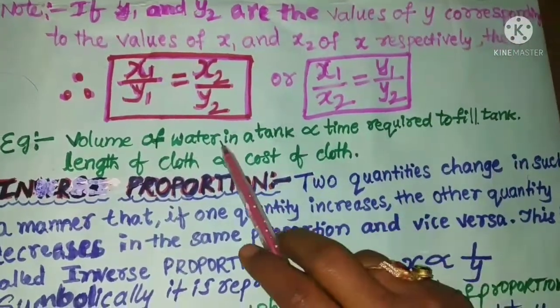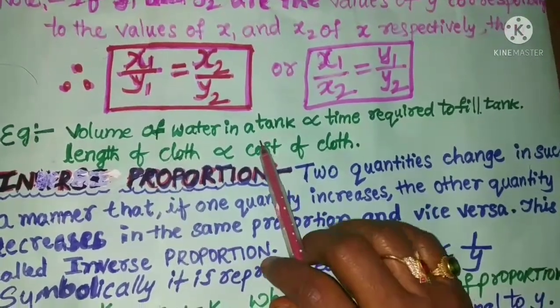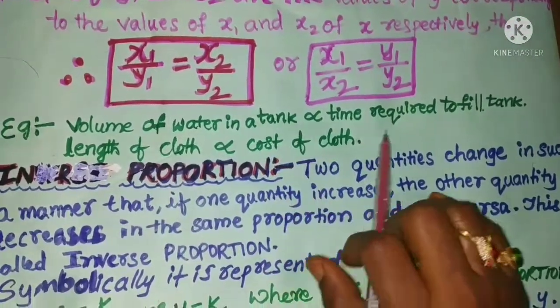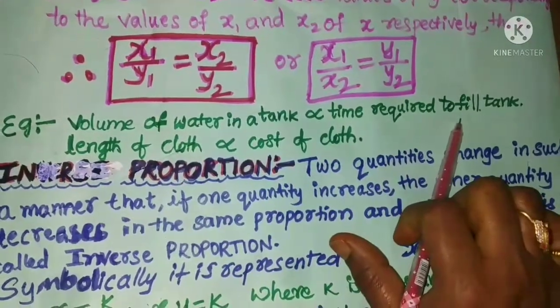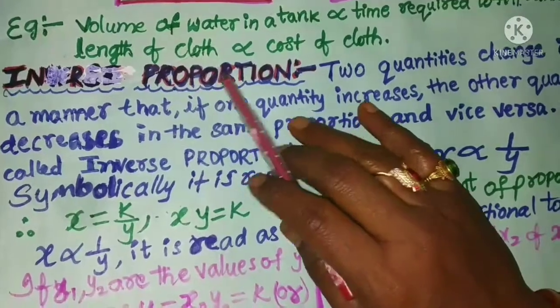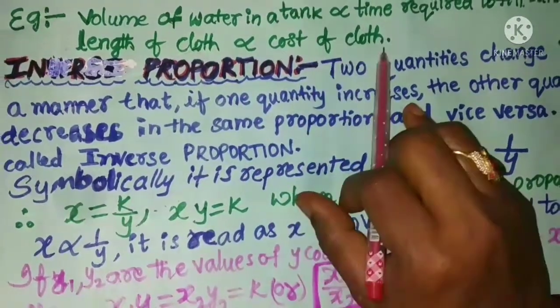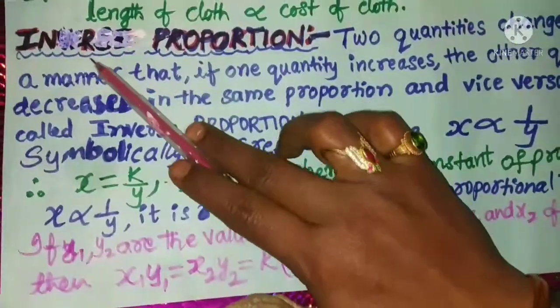Example: the volume of water in a tank is directly proportional to the time required to fill the tank, because when the volume of water to be filled increases, the time taken also will increase. If we buy more length of cloth, then the cost will increase. Next, inverse proportion.